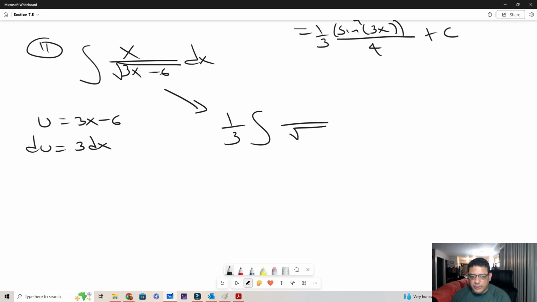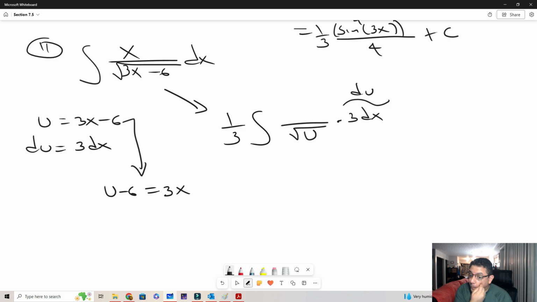And so I can change this into 1/3 of, and then this is going to be the square root of u. And I put this 1/3 so I can have the 3dx here, and so I'm going to transform this into the u. And I still have this x here that I want to deal with. But notice that the substitution in terms of u in terms of x, I can also transform this into x in terms of u. So I can write u minus 6 equals 3x. And so u minus 6 over 3 equals x. And now I can replace this x by this.